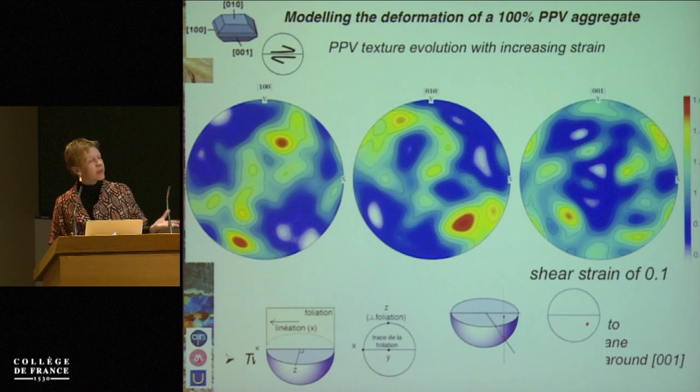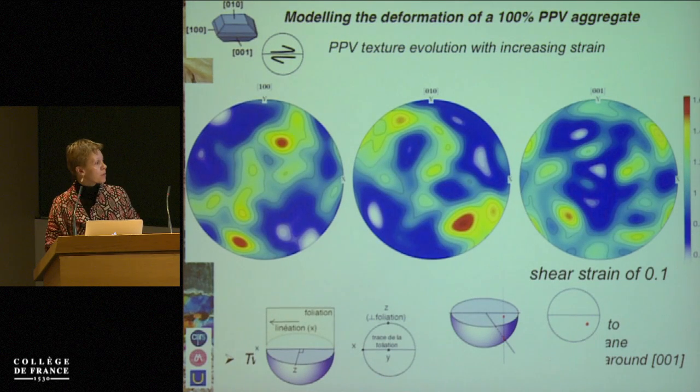Textures are usually represented as pole figures, as you see here. So what we are representing here is the orientation of the different crystal axes relative to the imposed deformation, to the imposed shear deformation in this case. So this is just a key for those that are not familiar with how to interpret these graphs. There are density contours, and it means that at the beginning I have a very weak preferred orientation. It's not completely random, but it's very weak.